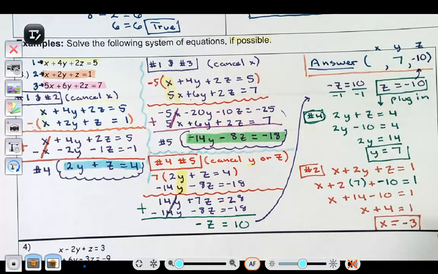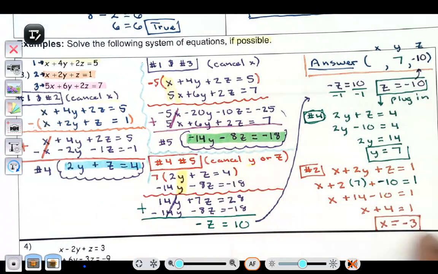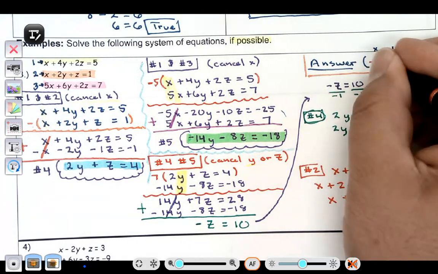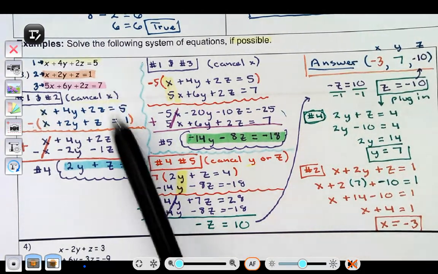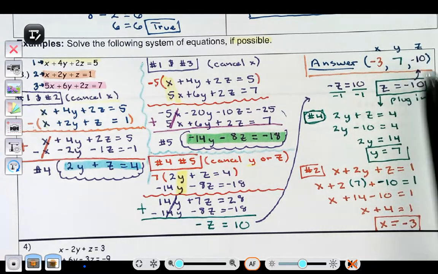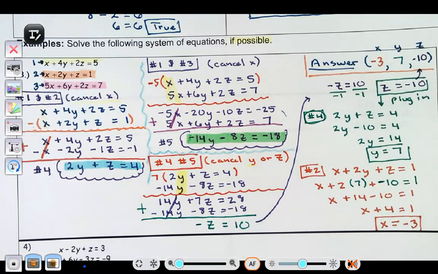And just like that, using elimination over here, but then using substitution, aka plugging in, we get our answer of negative 3. So where do these three lines meet? Negative 3, comma 7, comma negative 10. That's where these lines end up meeting.